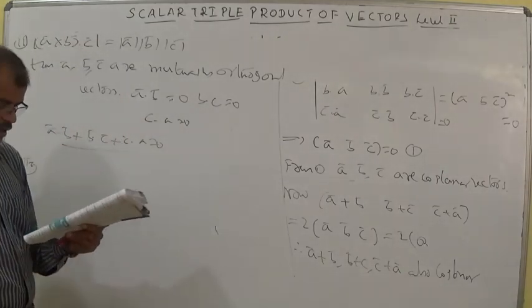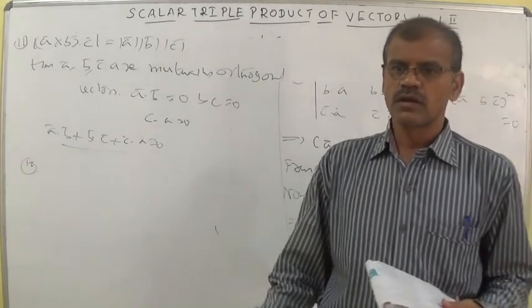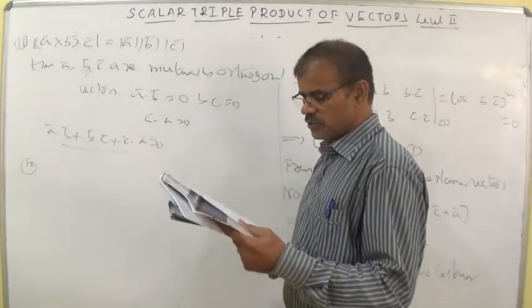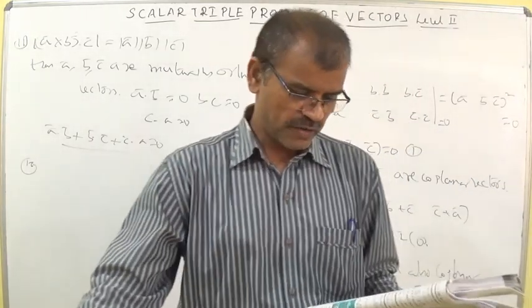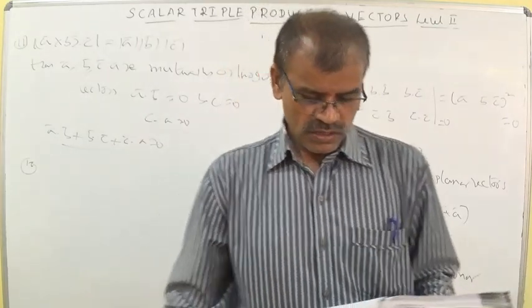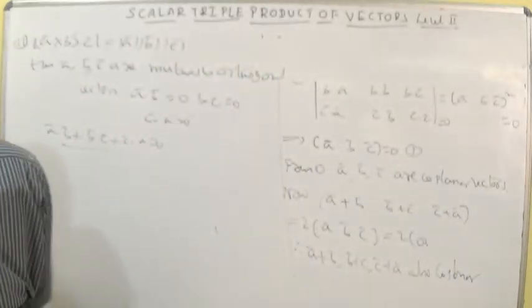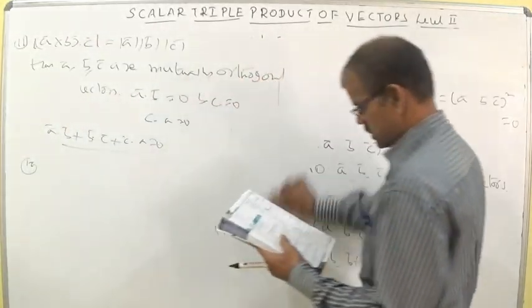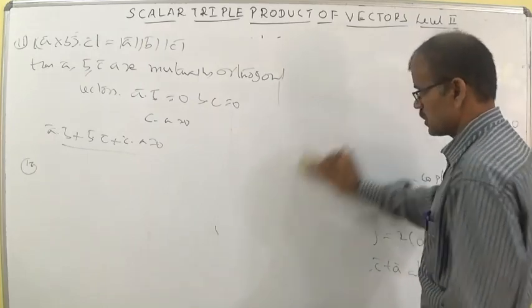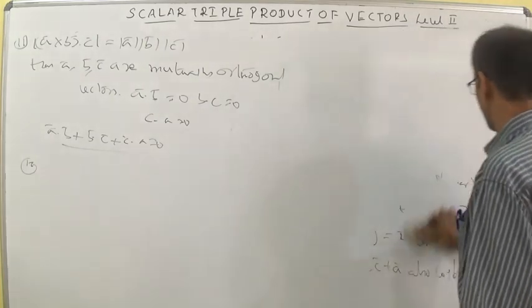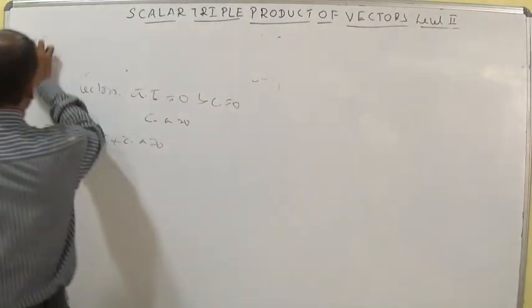A, B, C are mutually perpendicular unit vectors, and D bar is a unit vector equally inclined to each of A bar, B bar, C bar at angle 60. A, B, C are mutually perpendicular unit vectors given. That is simply like this: A dot B equal to 0, B dot C equal to 0 and C dot A is equal to 0.